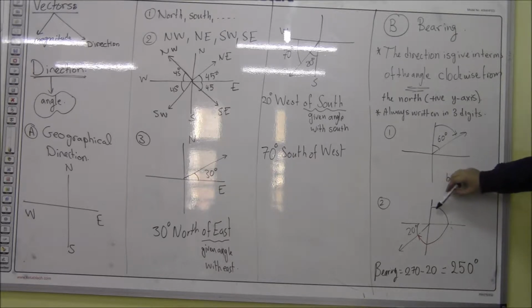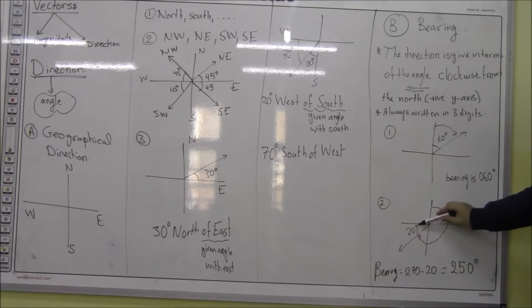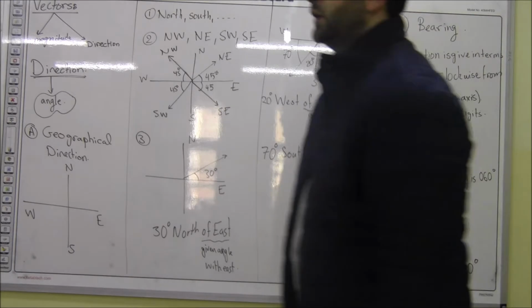From this to this position, 270 minus 20, I will get 250. I think you should be familiar with the bearing now. Do you need more examples about the bearing? Okay, fine.